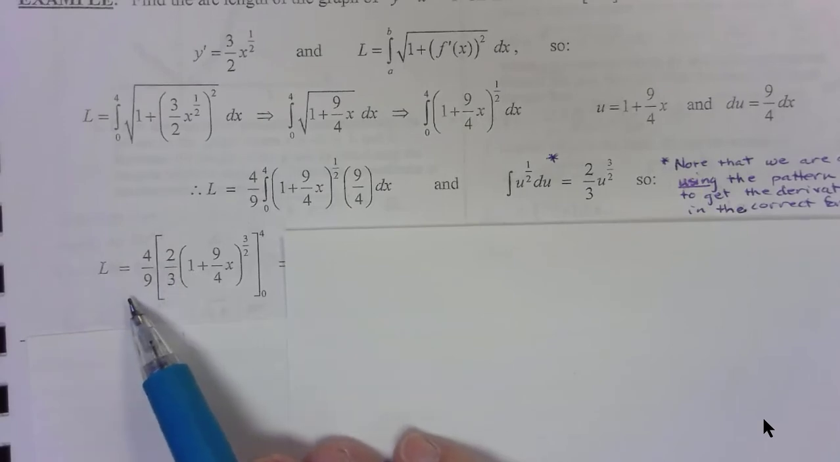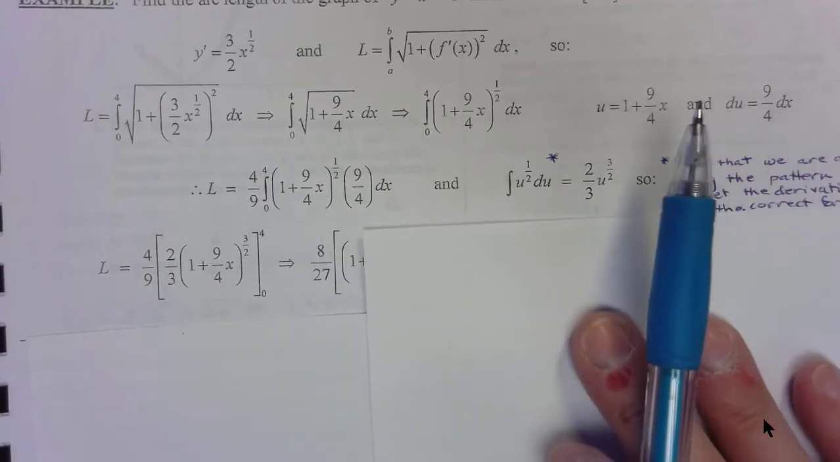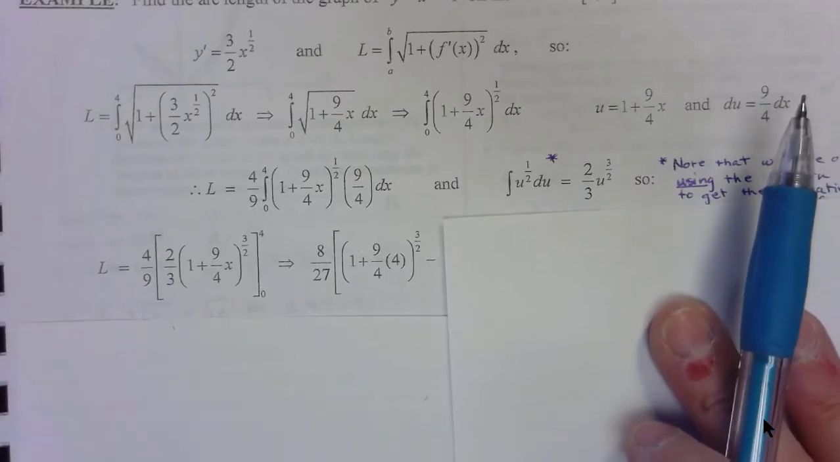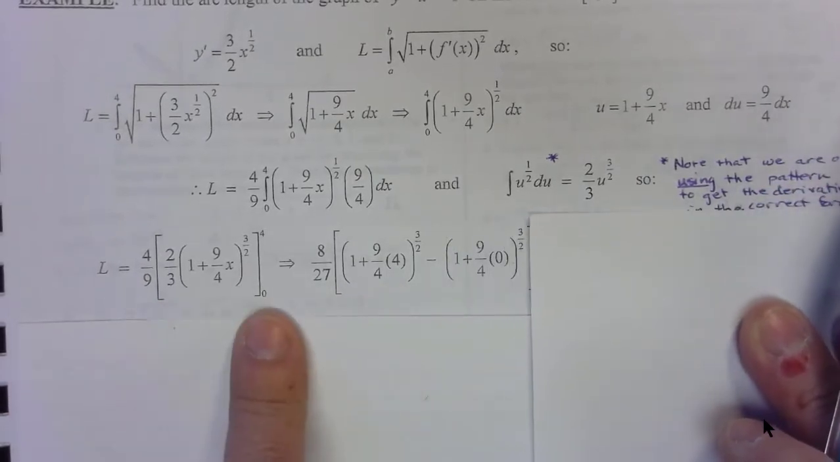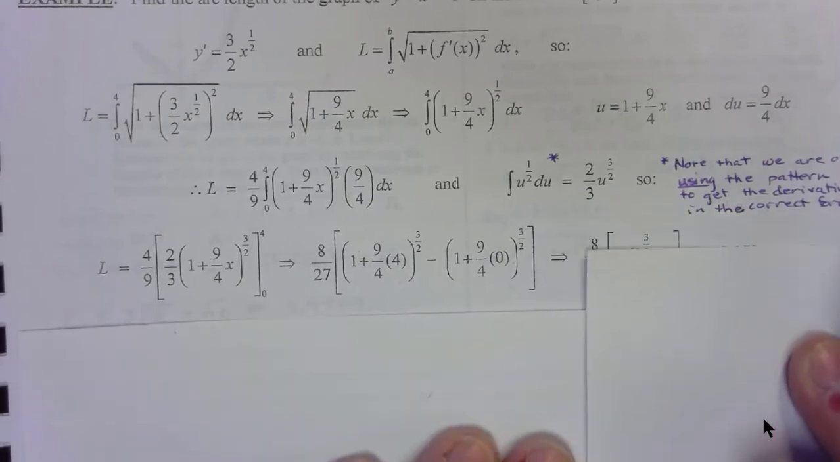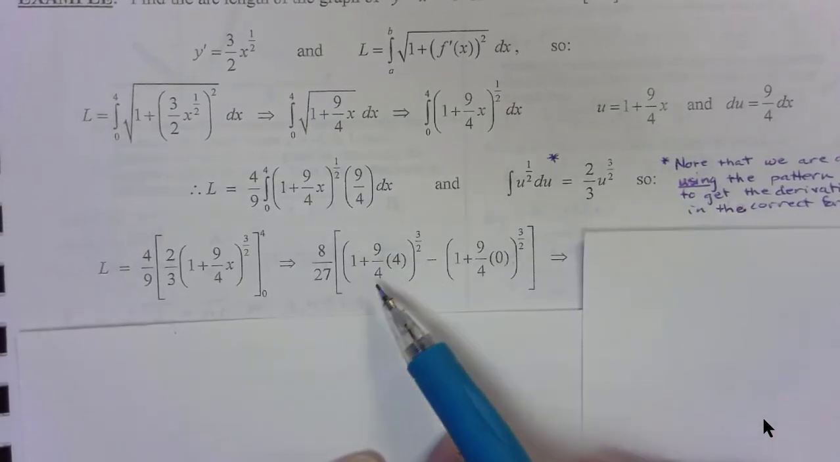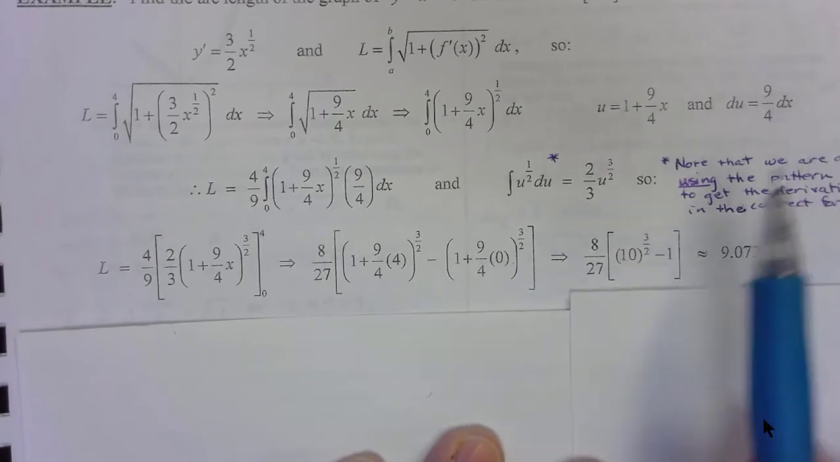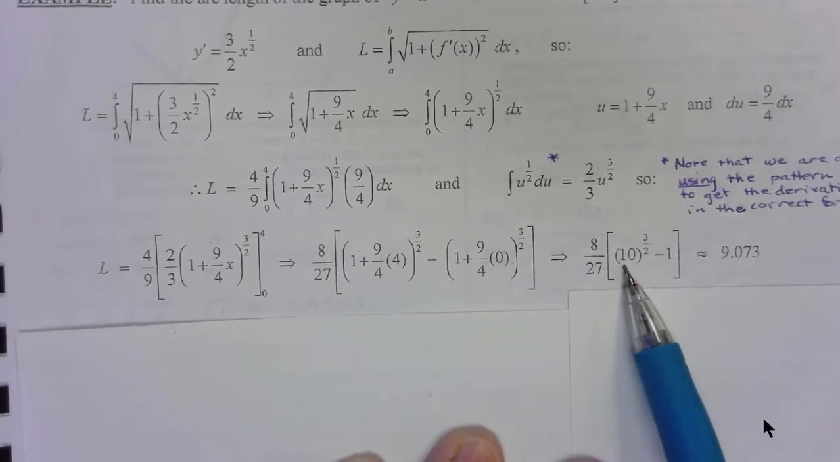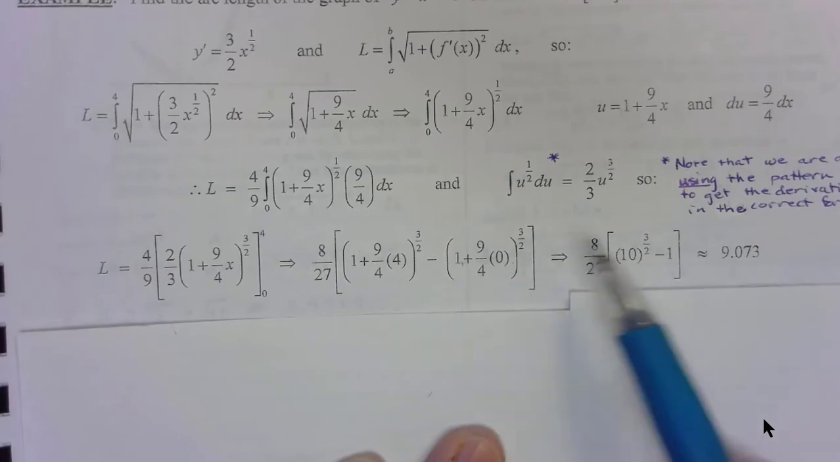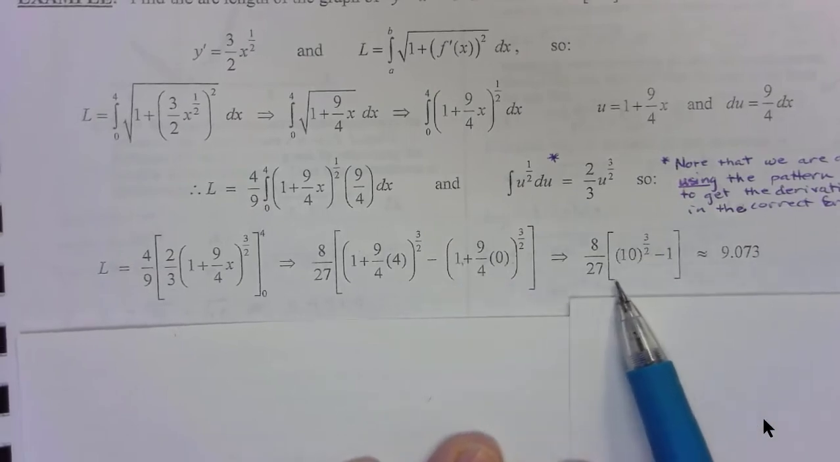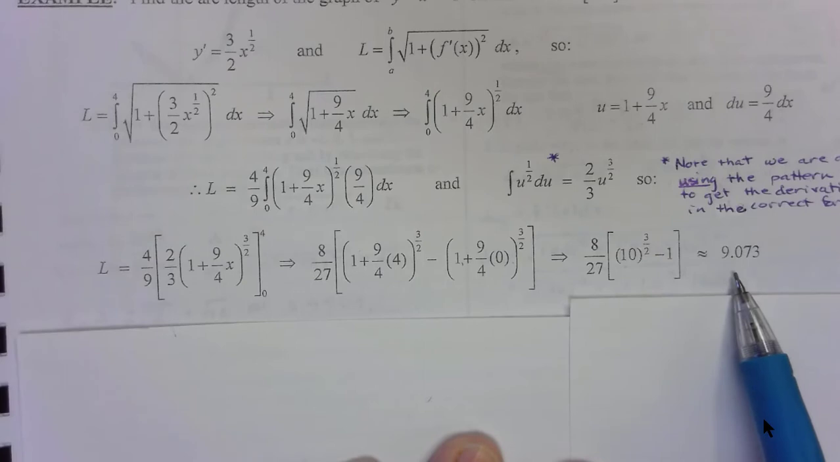Let's bring that 2/3 out, and we get 8/27. And now substitute our 4 in, minus substitute 0 in. Now to work this out, let us remember the 4's are going to cancel. I get 1 plus 9, which is 10 to the 3/2, minus the 0 leaves me a 1 here. So this would be your exact answer, and this would be your answer with the approximated value.